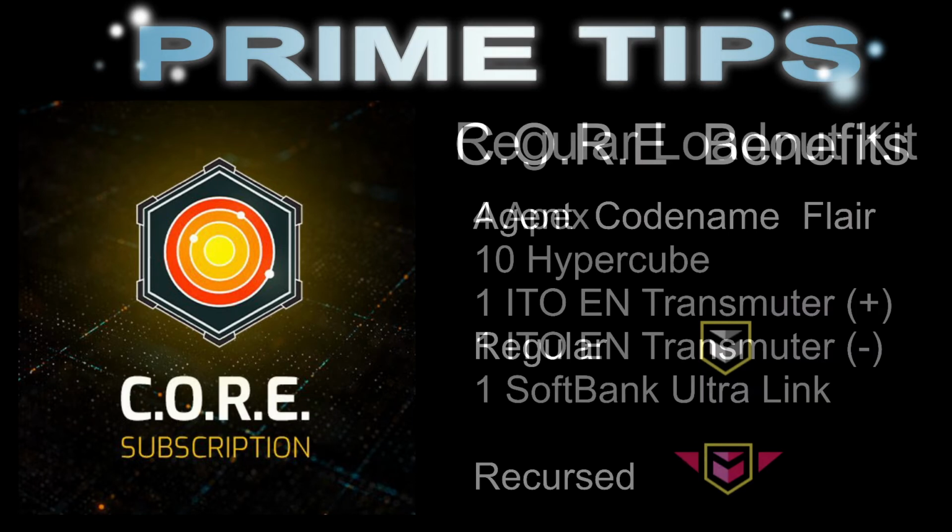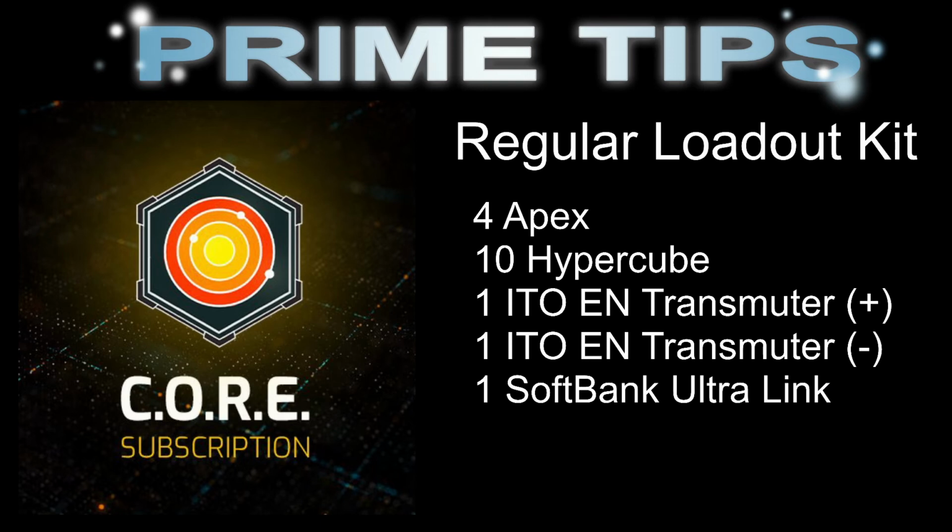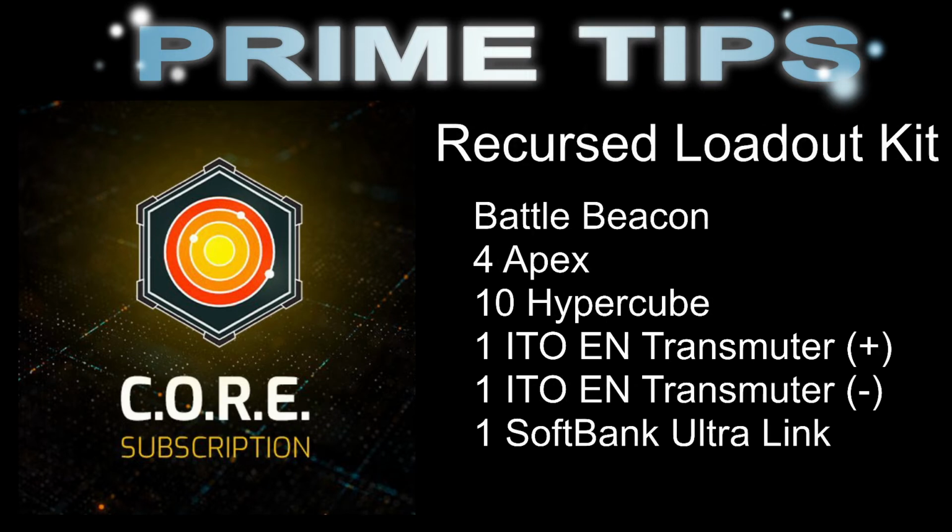And, of course, you get a loadout. So if you're a regular agent, you haven't recursed yet, the loadout that you'll get, of course, you'll get the CMU. And then 4 Apex, 10 Hypercubes, an E0N Transmuter Plus, an E0N Minus, and a SoftBank Ultralink. So that's going to come in, again, on that same day that you subscribed of the month. If you're accursed, you get a little better loadout kit. It's basically the same thing.